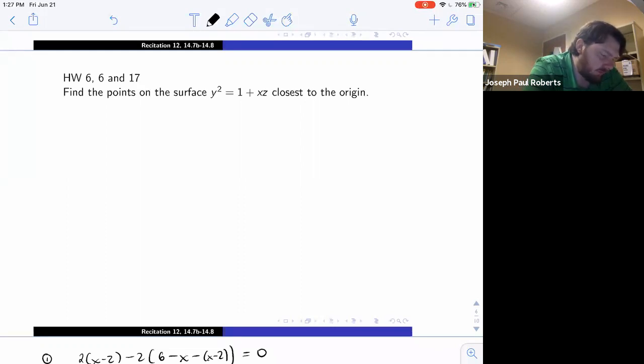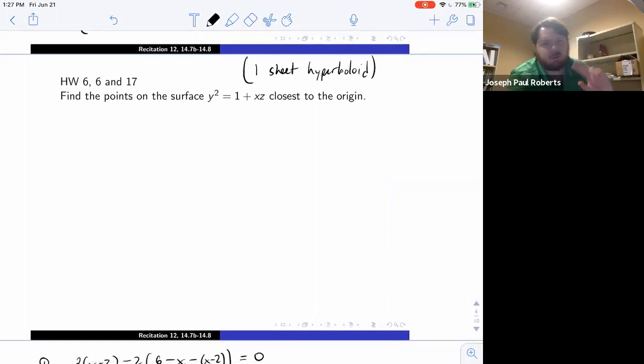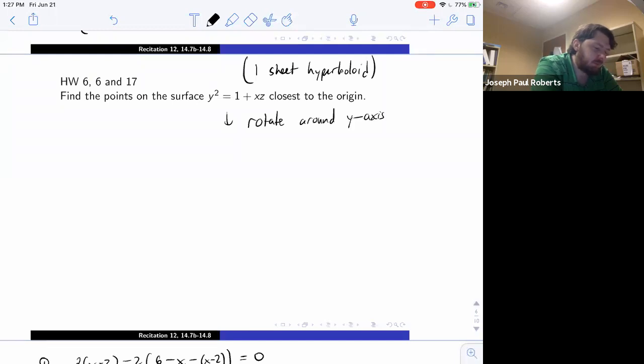Through a rotation, I believe this is a one-sheet hyperboloid. If you've taken Math 220, you probably talked about rotation matrices, so that there's some transformation where I could rotate around the y-axis by some amount to change this to something like y squared equals 1 plus x squared minus z squared. So if x, y, and z are my rotated variables, I have something like that.